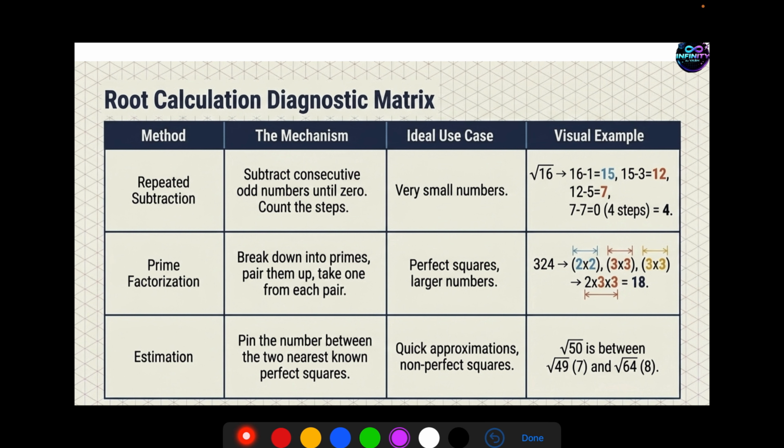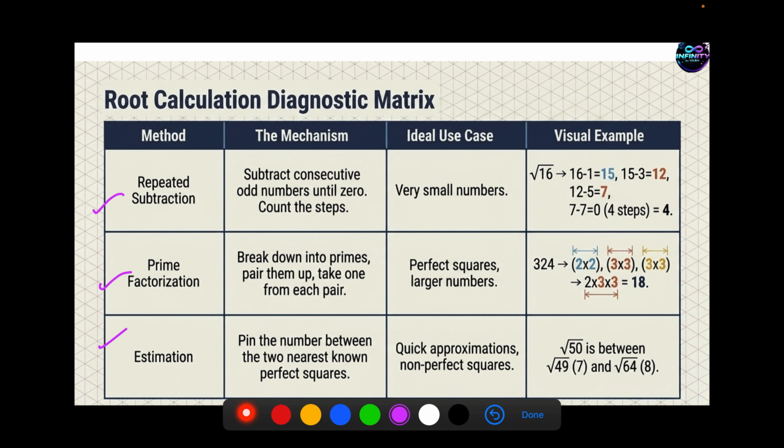Mainly there are three methods we use to calculate the square root of any number. That is, the first one is repeated subtraction method, the second one is prime factorization method, and the last one is estimation method. In the repeated subtraction method, we subtract the number from consecutive odd numbers until we get 0. Then count the steps. It is usually ideal for very small numbers. We cannot do it for large numbers.